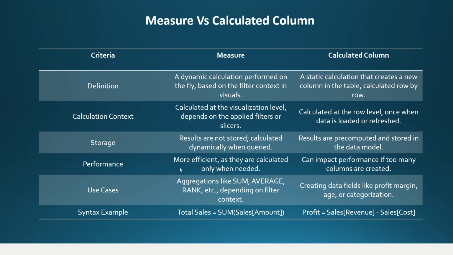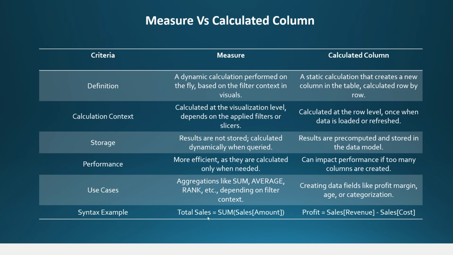Now coming to the performance between the measure and the calculated column, the measures are more efficient as they are calculated only when needed, whereas calculated columns can impact your performance if there are too many calculated columns in your data model. So when can you use a measure and when can you use a calculated column? You can use a measure in aggregations, like when you want to calculate sum, average, or rank, etc., or depending on the filter context. On the other hand, calculated columns can be used to identify buckets, do some sort of categorization, or create a profit margin or sales margin, etc.